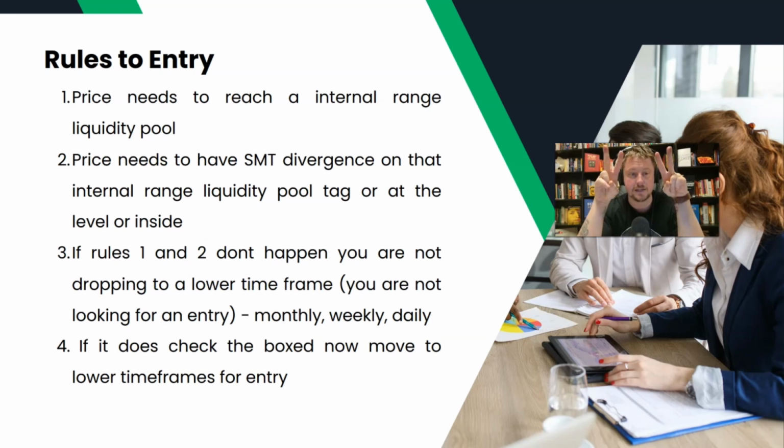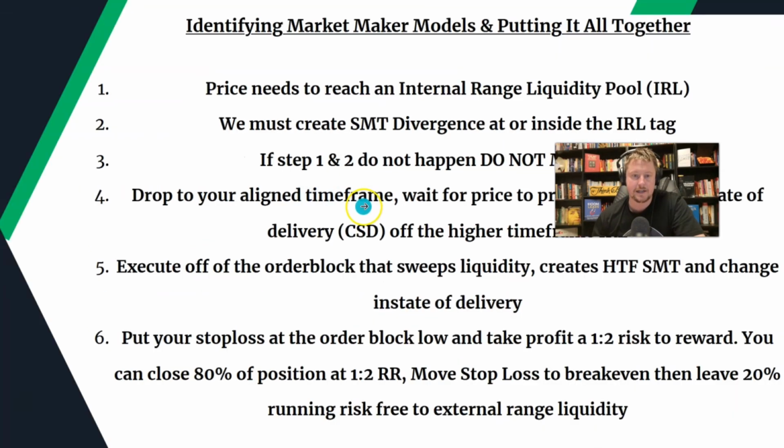Once you have those two things, you have to see it first on the higher time frame. Monthly, weekly, daily. I add the 4 hour in there as well. Okay, if there's a clear internal range liquidity or a clear point of interest where it just happened, now you can start to go to your lower time frames to look for an entry.